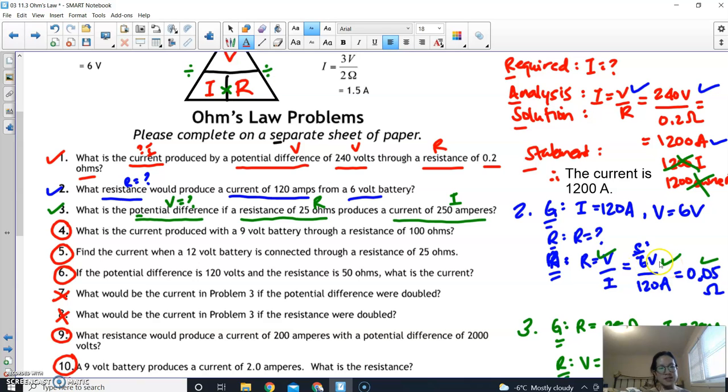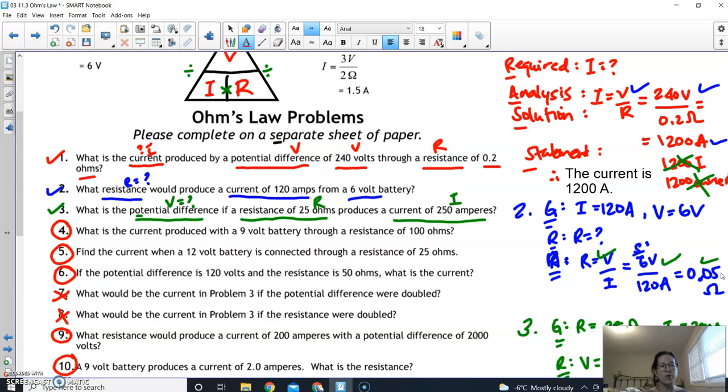So 6 volts, and I just read it from my I and my V here. Make sure you don't just put in, for example, sometimes students will feel uncomfortable and they will not want to divide a small number by a big number, okay? But we must follow the formula. We must not say 120 divided by 6 just because we feel uncomfortable with it. We must follow the format of the formula, okay? So it's V divided by I, 6 divided by 120, we get 0.05.